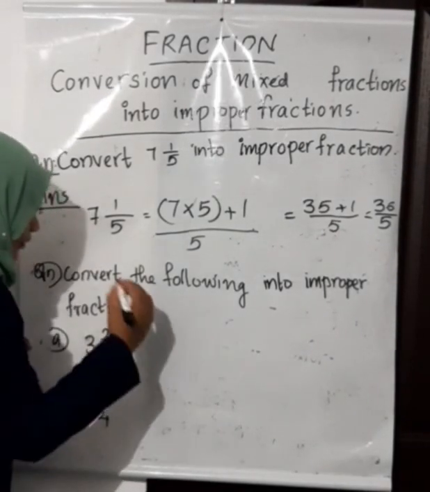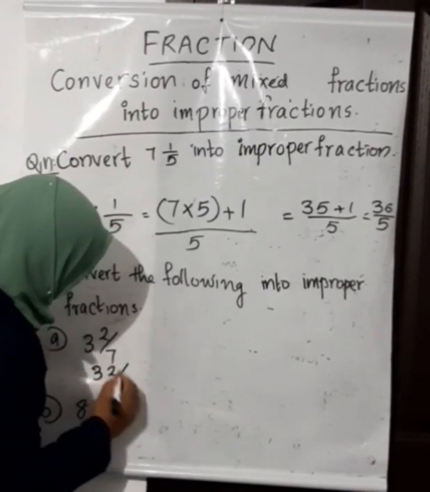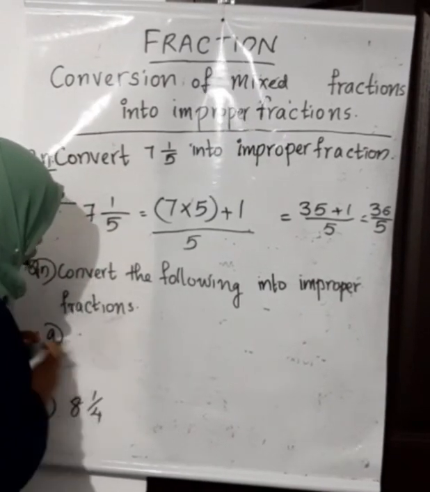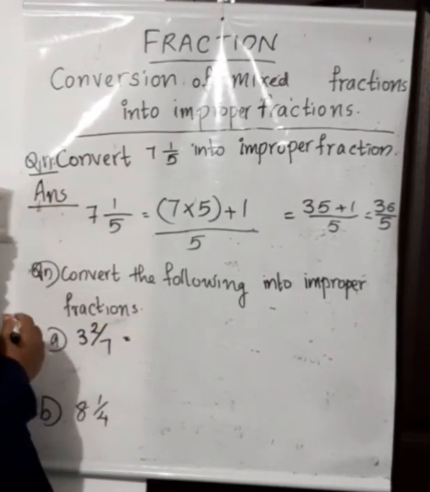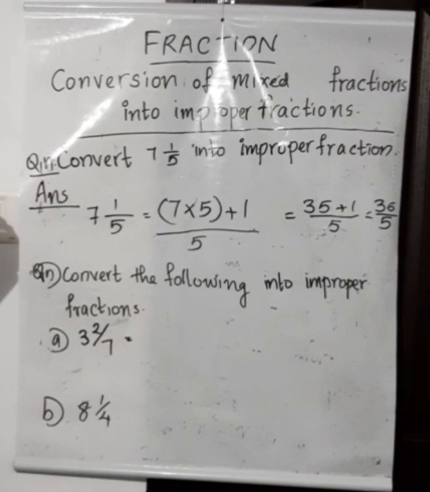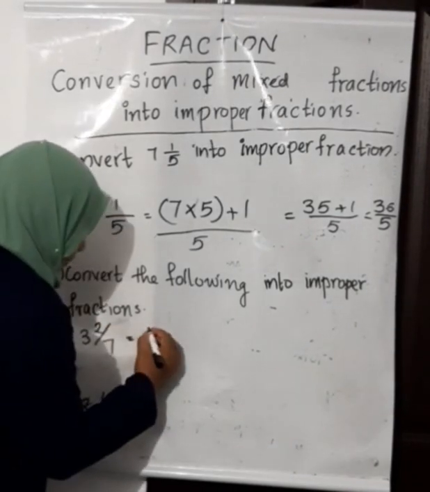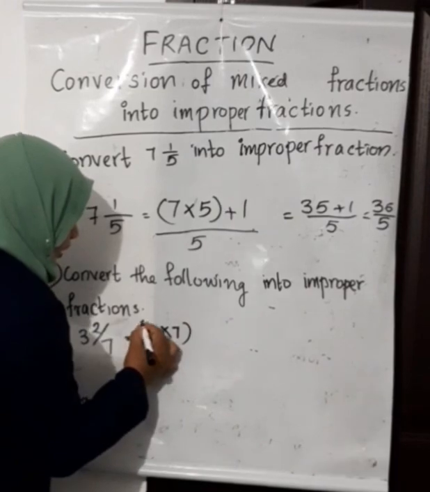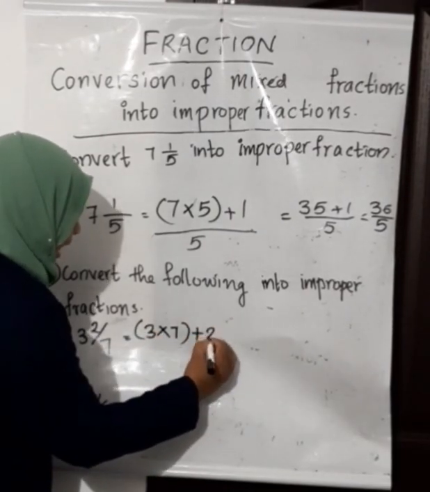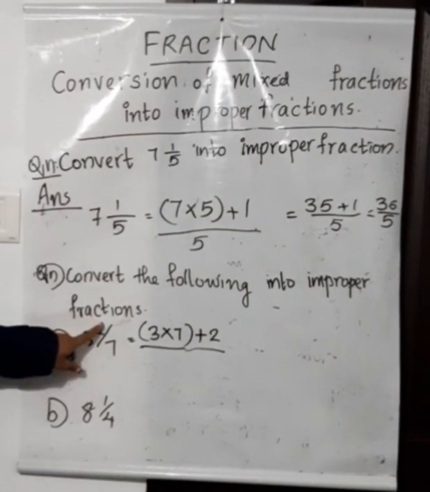So how will you convert it? How will you convert 3 2 by 7 into an improper fraction? What should you do there? Multiply the whole number by the denominator. The whole number is 3, the denominator is 7. Then what should you do there? You have to add 2. So 3 into 7 plus 2.